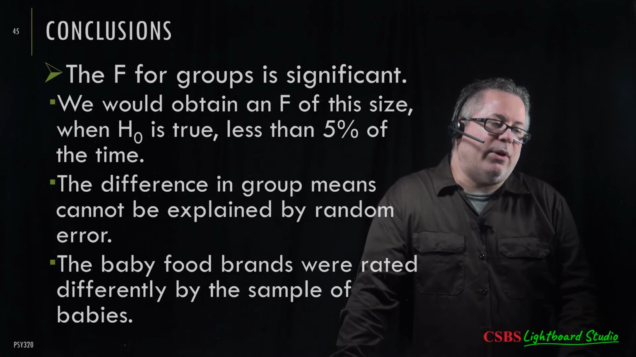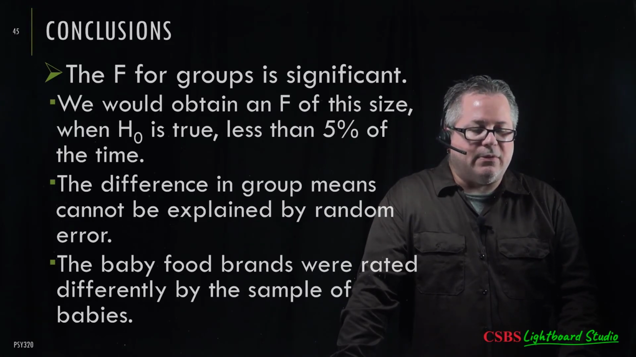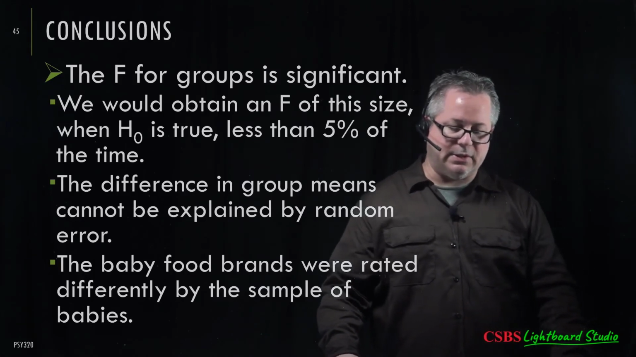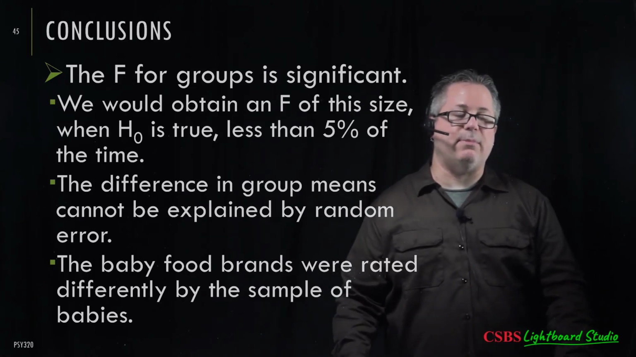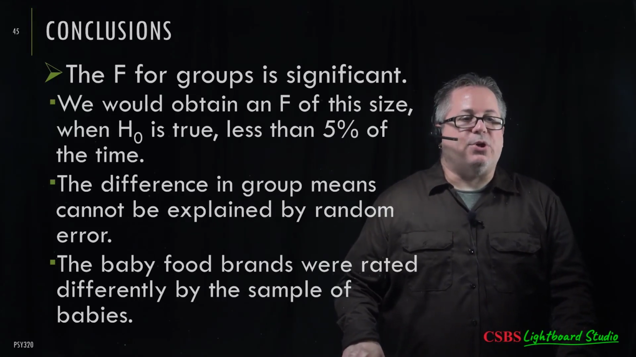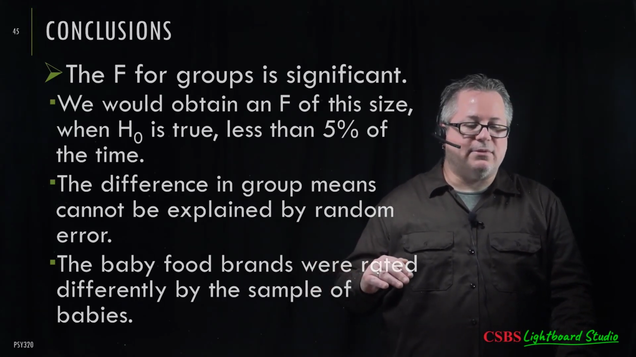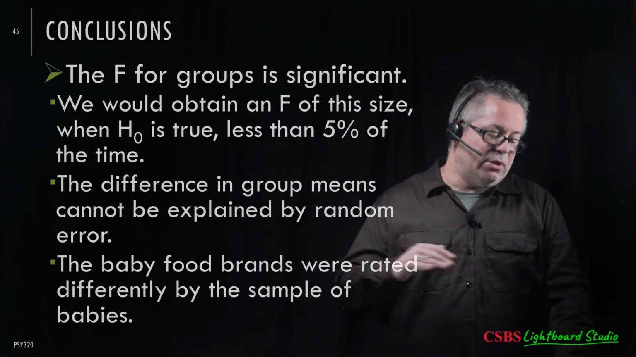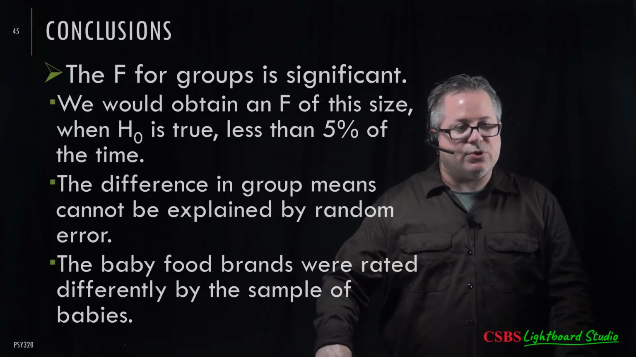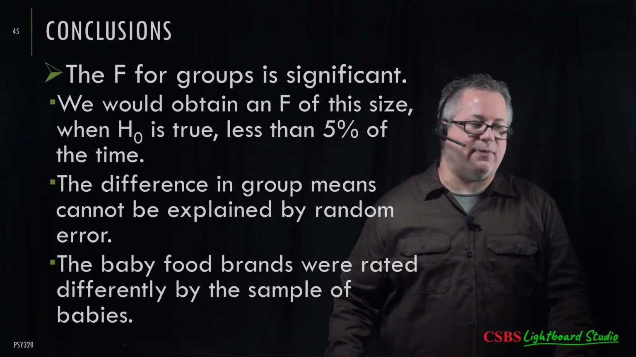So the baby food brands were rated differently by the sample of babies. But again, we don't know which, but we do know that there is some difference. The brands did matter in terms of rating. We don't know exactly how yet. We just know in this first level, at the global Anova test, that there are some differences and we should proceed forward to find them.